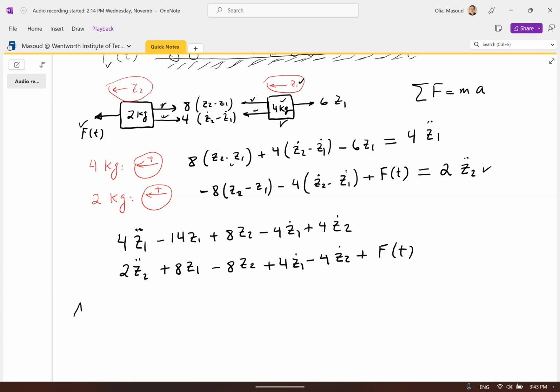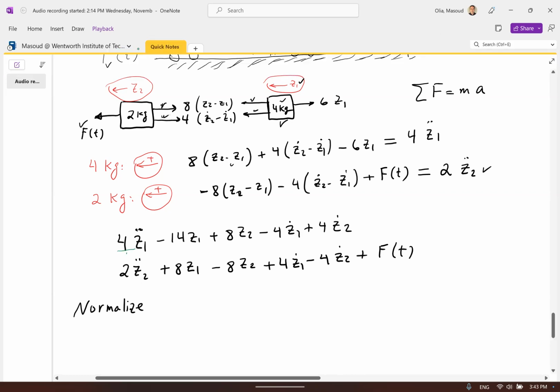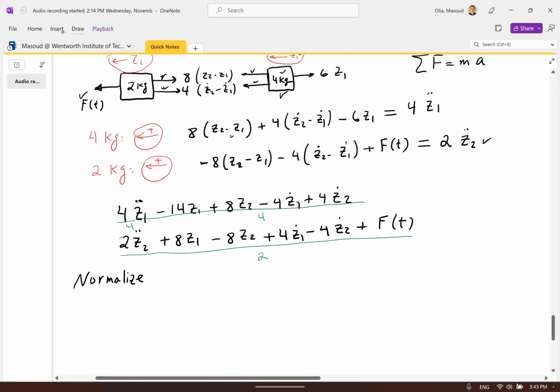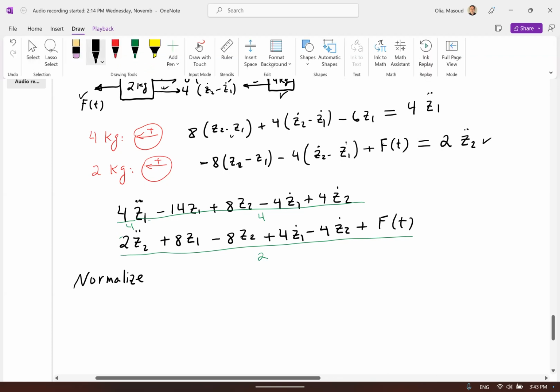So now the next step is to normalize this. Normalizing means to isolate the acceleration by itself. In this case, it means basically dividing everything by 4. And in the second equation, divide everything by the coefficient, basically divide by the mass. So you isolate Z double dot 1 and Z double dot 2. All right, so what happens?